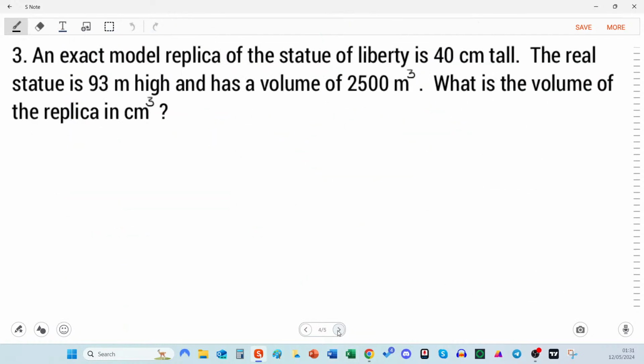I thought this would be a short one. We're already on question 3. An exact model replica of the Statue of Liberty is 40 centimeters tall. Do you know, this is a true story. They made so many when they were originally designing it.